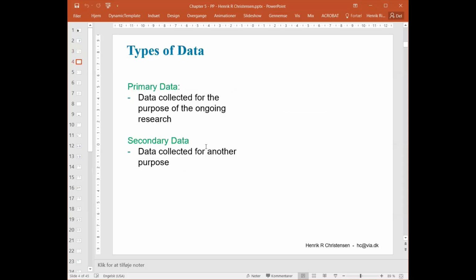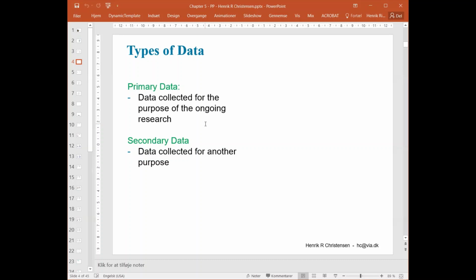Now, let's look at types of data. There are different ways of talking about data, but I'm going to talk about data in terms that everybody agrees that this is how we understand this type of data. Now, first of all, we can divide data into primary data and secondary data. And primary data, these are data collected for the purpose of the ongoing research.